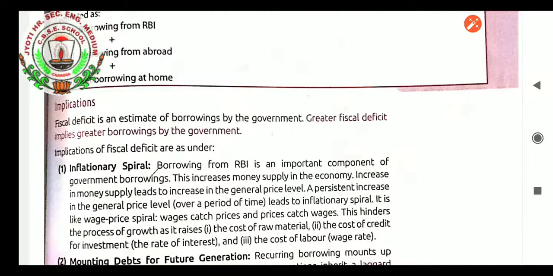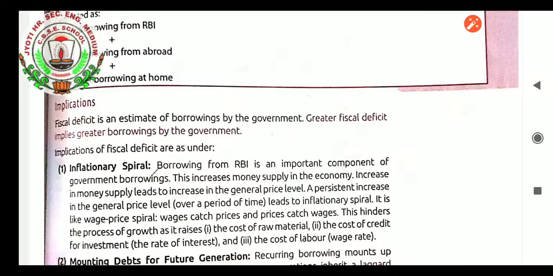Increase in money supply leads to an increase in the general price level, and a percentage increase in price level will reduce the demand for goods over a period of time. Because the income of the people has not increased, but the price of the goods has increased, this will result in an inflationary spiral. What is a spiral? Again and again the same situation is arising. From where it started, we are coming to the same point again. That is known as spiral.